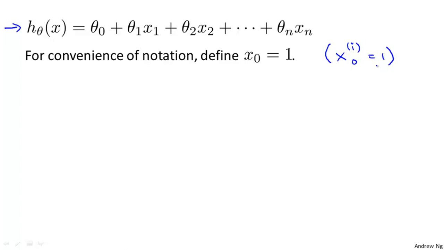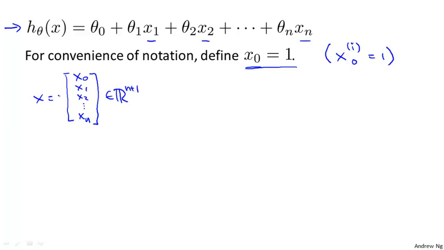So whereas previously I had n features, x1, x2 through xn, I'm now defining an additional zeroth feature that always takes on the value of 1. So now my feature vector x becomes this n plus 1 dimensional vector that is 0 indexed. So this is now an n plus 1 dimensional feature vector, but I'm going to index it from 0.